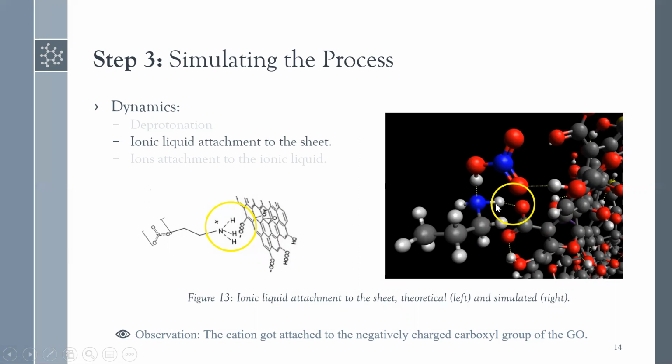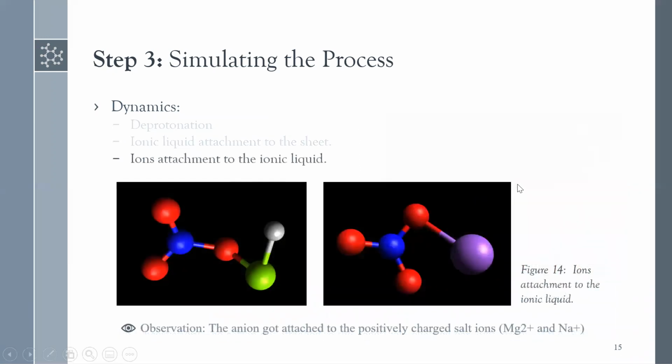Now, the negatively charged part of the ionic liquid is what's going to attract the salts from the water. As we can see in these pictures, this is the negatively charged part of the ionic liquid, and the purple and lime colors are the magnesium and sodium salts that got attached to the adsorbent from the saline water.